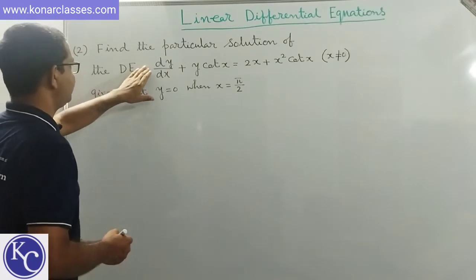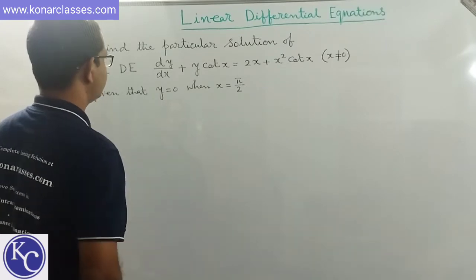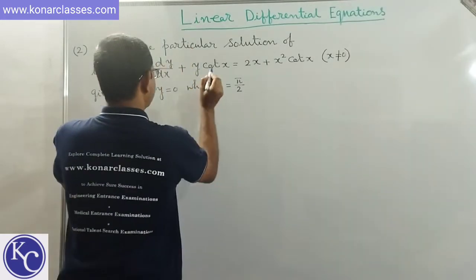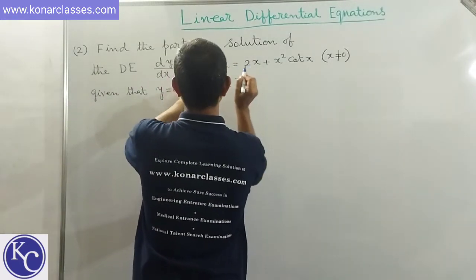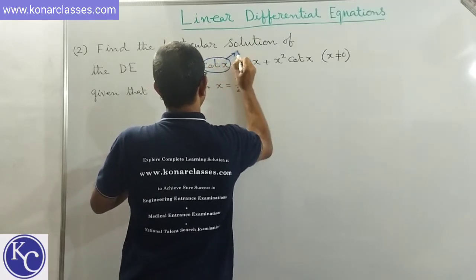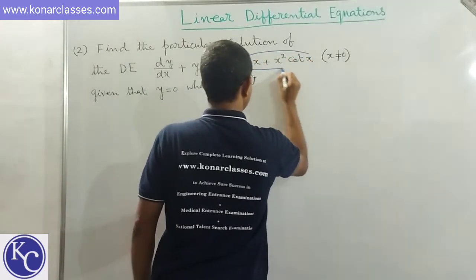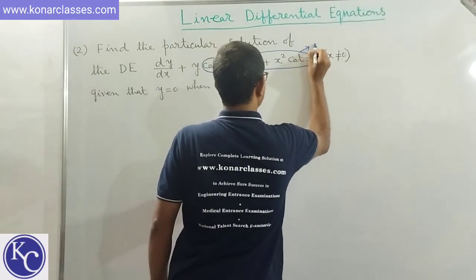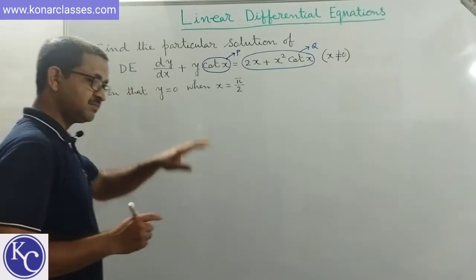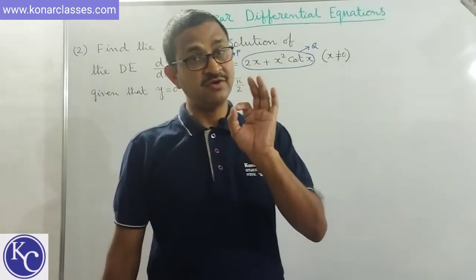So what we see, this differential equation dy/dx plus y cot x equal to 2x plus x square cot x. So this is definitely in the form of dy/dx plus p into y. What is p? This is as if like p, correct? And that is equal to q. So this is as if like q. Okay, if you recall my previous session on linear differential equation, you can follow that lecture as well.